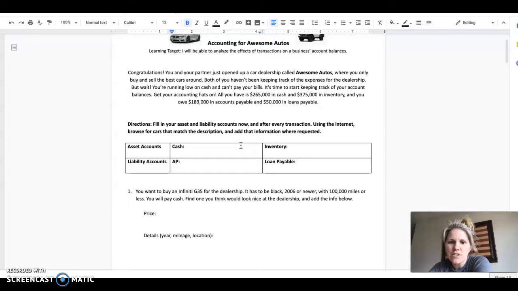All you have is $265,000 in cash, $375,000 in inventory, and you owe $189,000 in accounts payable and $50,000 in loans payable. So you're just going to start out here by filling in your assets and liabilities, and you'll do that after every transaction. You'll also just use the internet to find cars that match the descriptions, and then add any information that I am needing. So for this first one, we're just looking up at the scenario. So like your cash, you should be able to just go in there and type in.